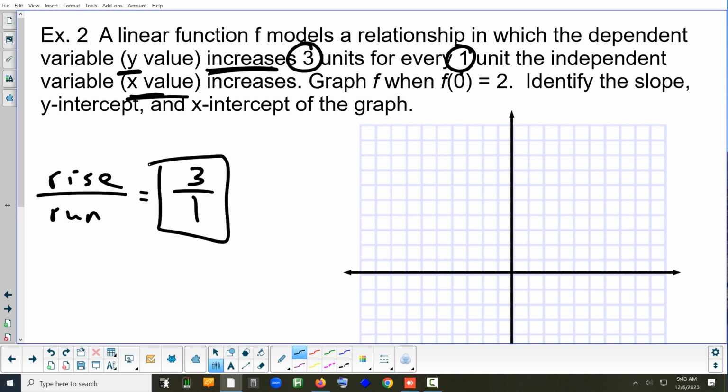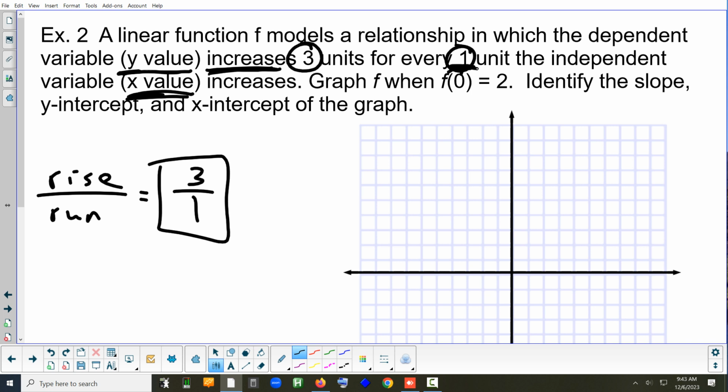Okay. All you have to do is look for the one that says y value and look if it says increases or decreases. What if it said decreases by 3? It'd be negative. Right, then I would have done that. Okay? But it says increases 3 on the y, and then the x was a 1. So that's why I put a 1. Okay, so that's the slope part.